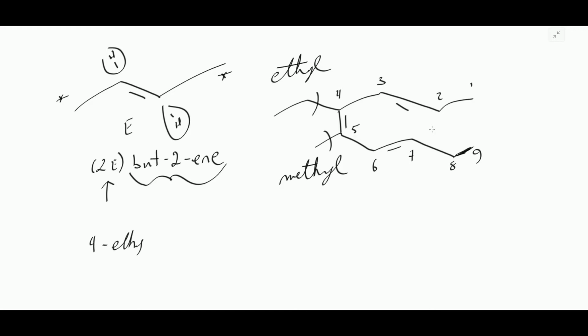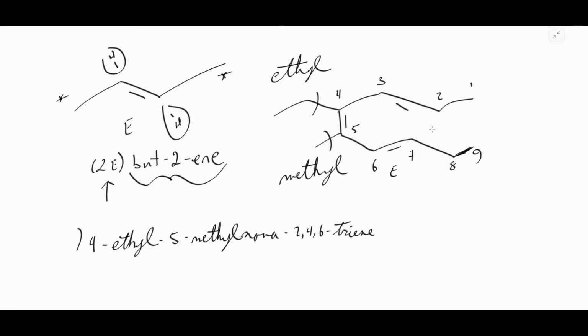I'm going to need lots of room. 4-ethyl, 5-methyl, nona-2,4,6-triene. And then we're going to put the E/Z information out front. Opposite sides. This is E. You're going to have to work that out on your own.